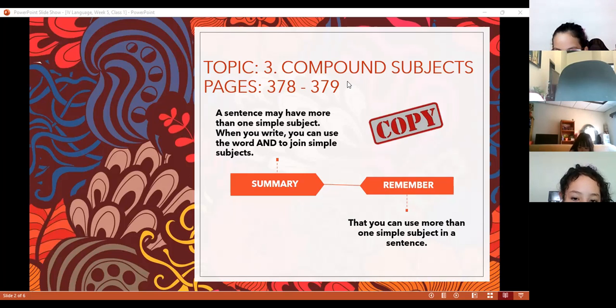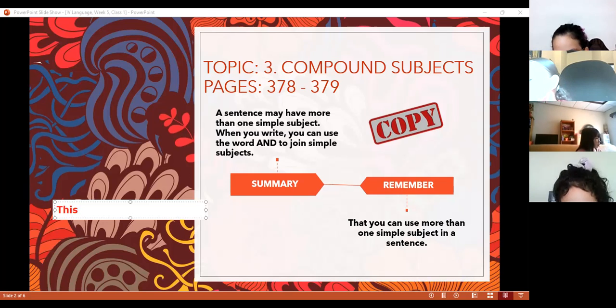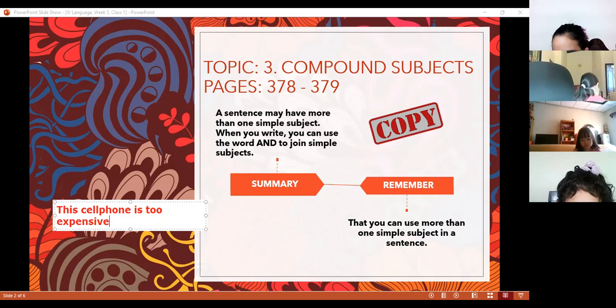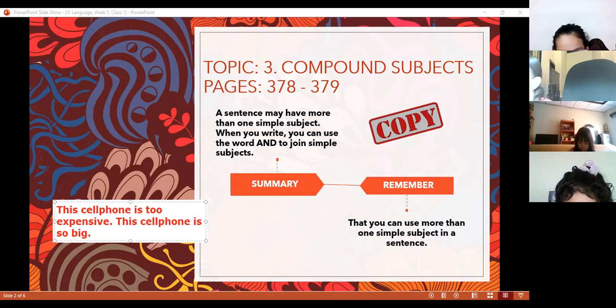Now, remember, we can have more than one subject. Imagine that you have this sentence. I'm going to write two examples here. Let's talk about a phone. This cell phone is too expensive. Okay, that is one sentence. And I have another sentence talking about the cell phone that says, this cell phone is so big. For example, this.